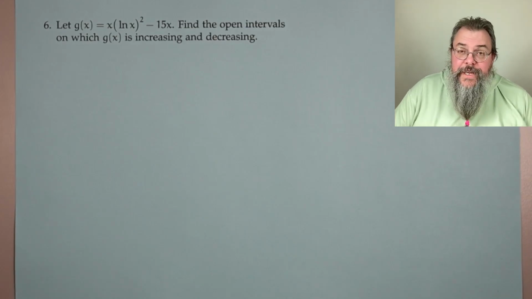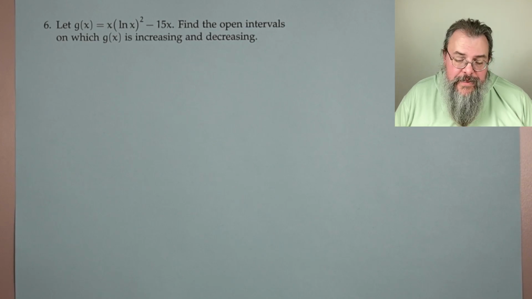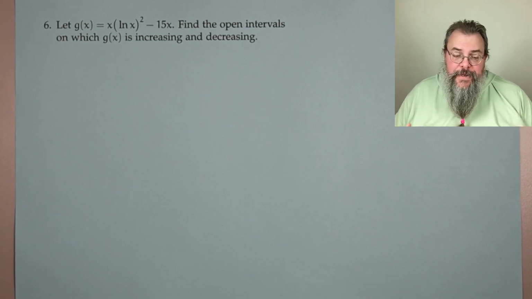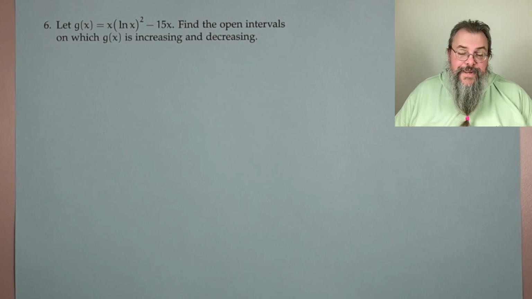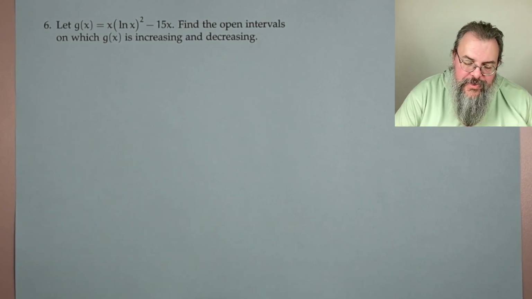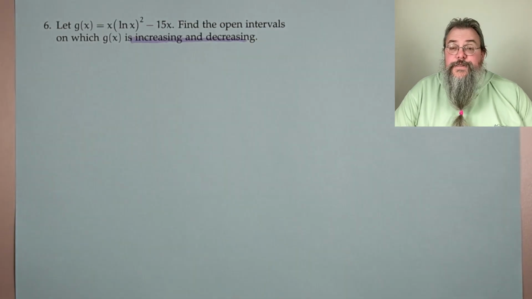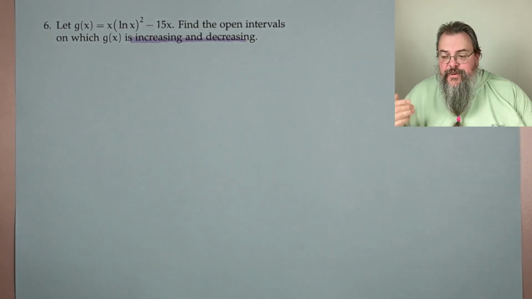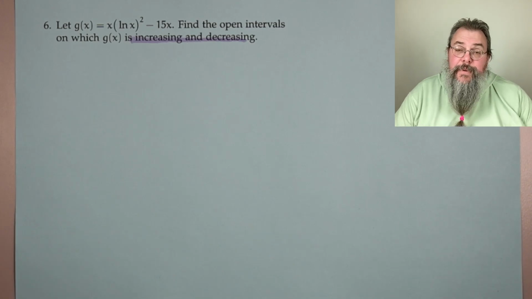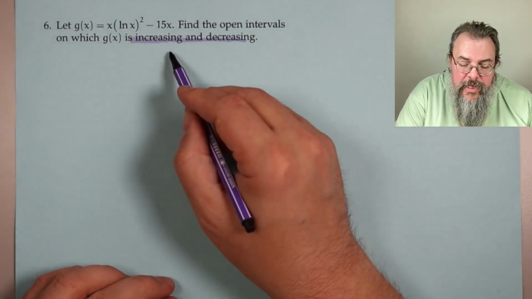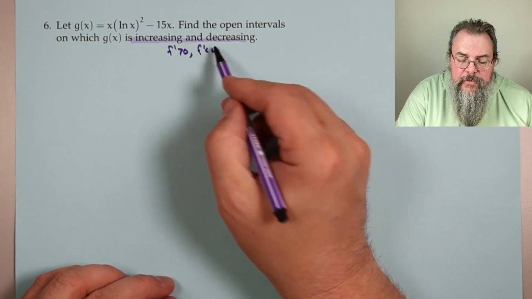Let g of x equal x times log of x quantity squared, subtract 15x. Find the open intervals on which g of x is increasing and decreasing. Okay, so we see words such as increasing and decreasing, and those words mean things. In particular, this is telling us we're after information about the derivative. So we care here about whether the derivative is positive or the derivative is negative.